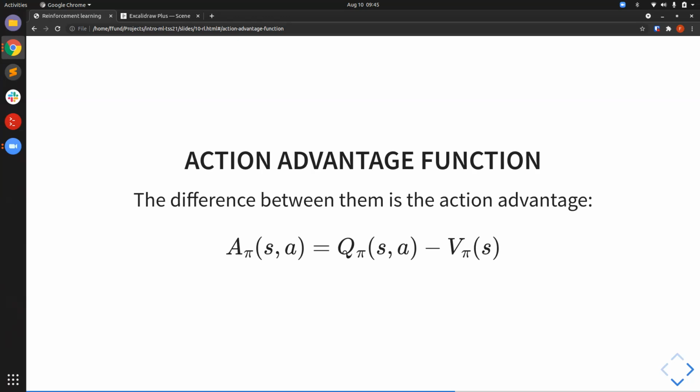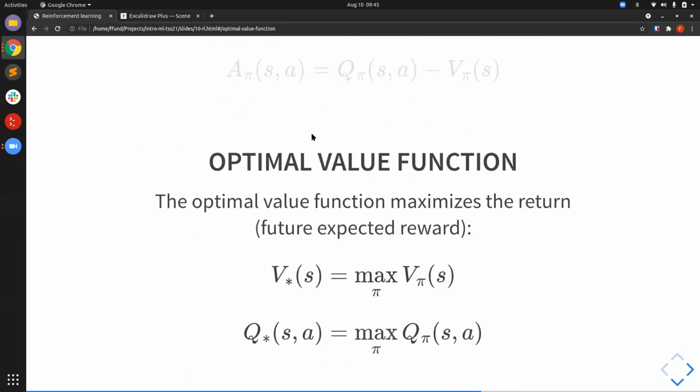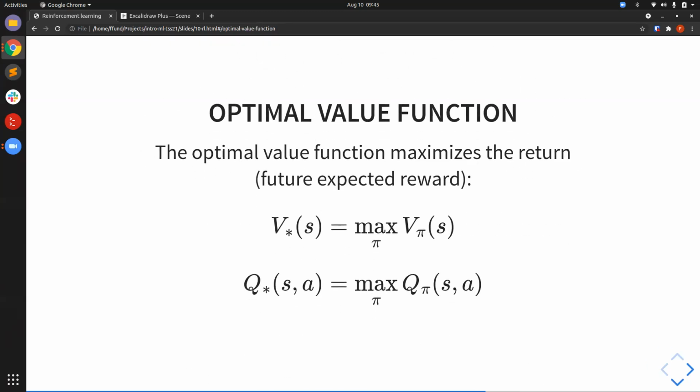Okay. So the action advantage tells us the relative benefit of doing certain actions in a state. So we can say what the benefit is of doing no op in state 4 versus doing go left in state 4. And given all that, we can say that the optimal value function is the one that maximizes the return. So we'll call that V star. We can think about the optimal value function in terms of the optimal state value function or the optimal action value function. Either of those will be the optimization we're trying to solve.